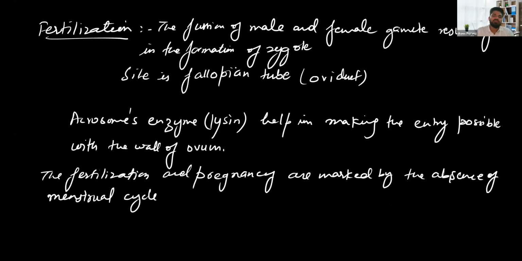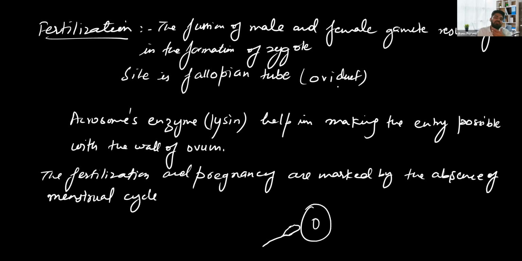Okay. Now moving to the next part, which is fertilization. When the ovum comes in contact with the male gametophyte, it is going to have some acrosome here, and that helps in the fertilization. And how does it help? The fusion of male and female gametes to form a diploid zygote in the fallopian tube is called fertilization.